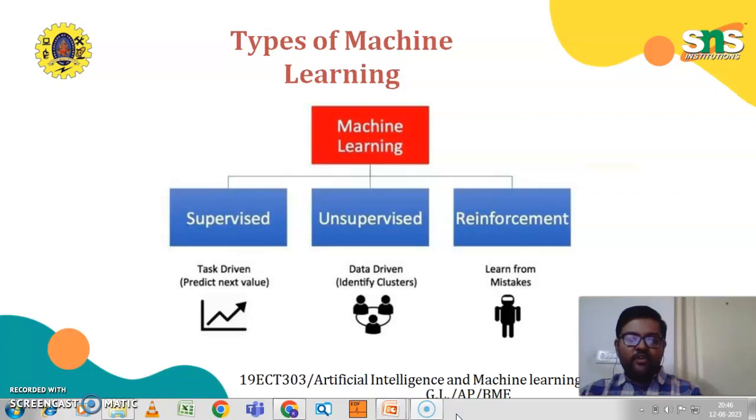Before that, in short, supervised learning is task driven. It predicts the next value. Unsupervised learning is data driven. It forms clusters using the data and then does the classification process. And as far as reinforcement learning is concerned, it learns like a normal human being, learning from mistakes. Now we will see one by one.